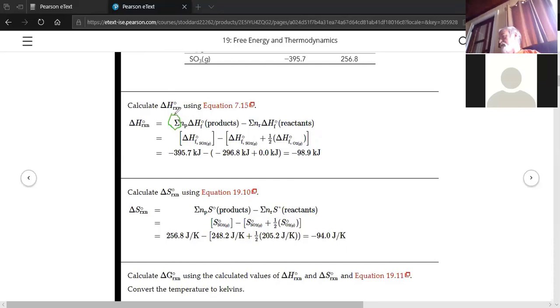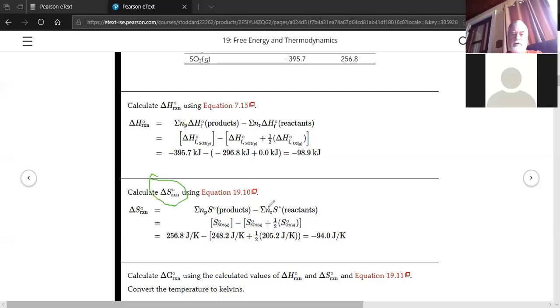which comes from math. It's a math symbol. That means that you're adding up all of the terms, and the little p here refers to products. So you have the summation over products first, and then you have the summation over reactants after that. Those products minus reactants with the coefficients also in there. And the same thing for the delta S formula here.